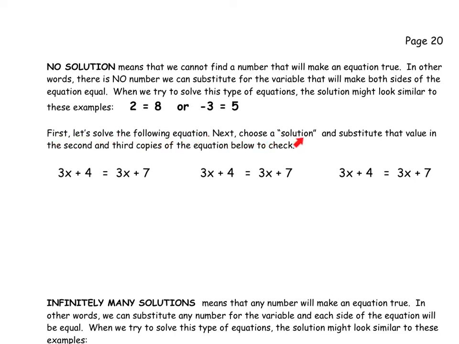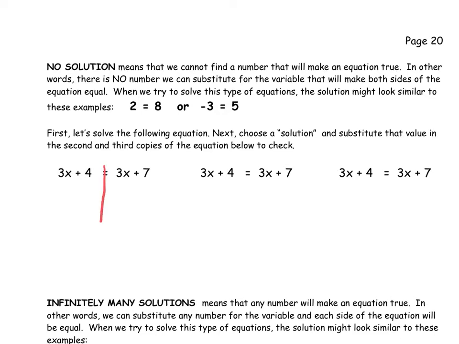Next, we're going to choose a solution and substitute that value in the second and third copies of the equation below. So you're going to notice they're all three the same. We're going to solve, and then we're going to try to pick a solution and check it just like we did on the front of this sheet. So we're going to build our wall.